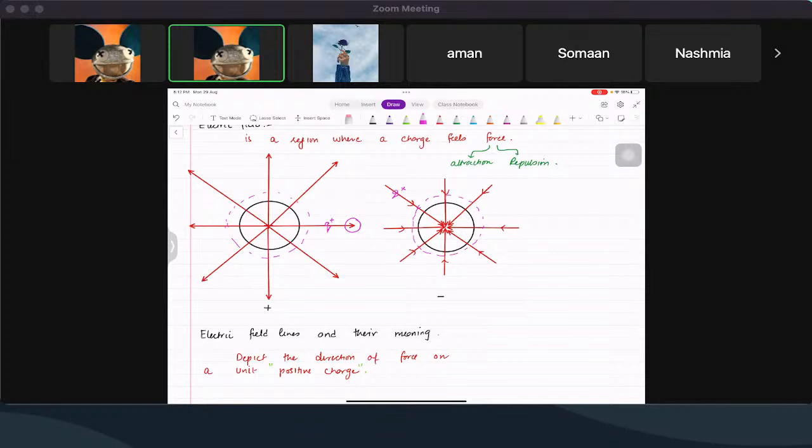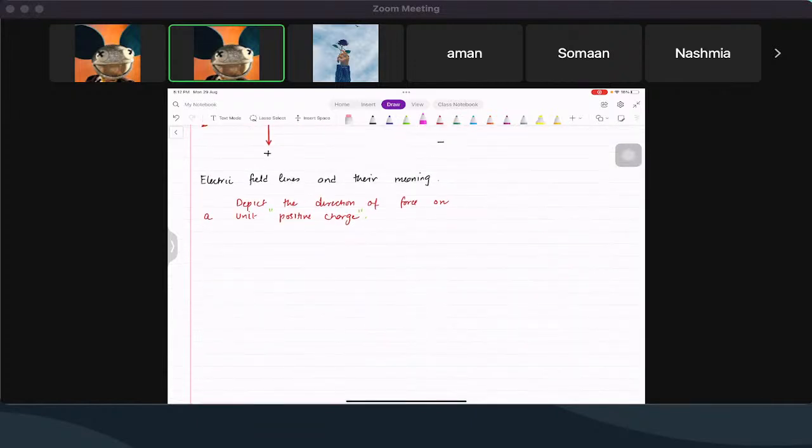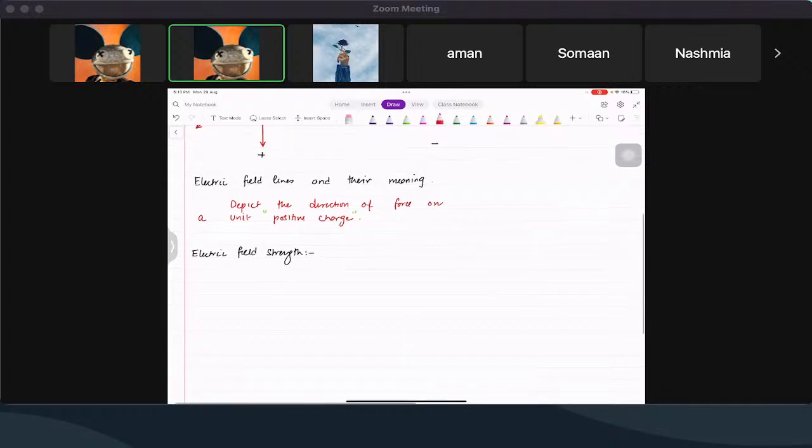Now, every field has a strength. Strength means how much force it is putting on a certain type of object. So we're going to first define electric field strength. Electric field strength is basically force per unit charge.